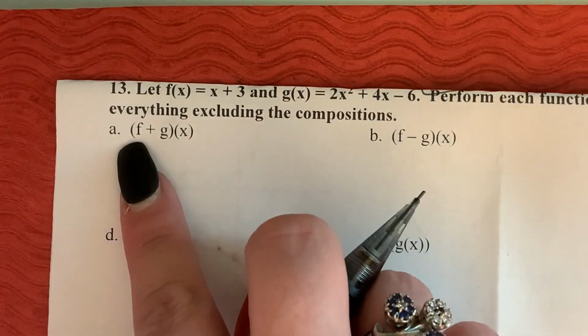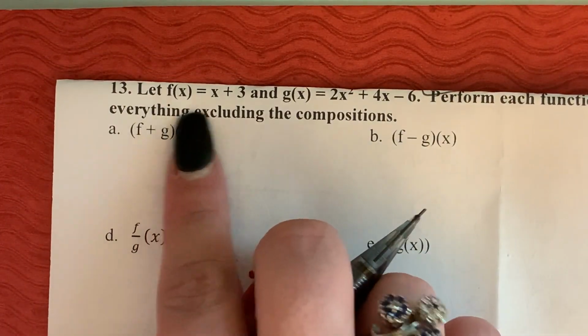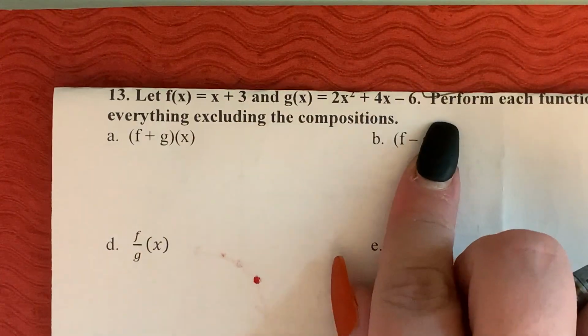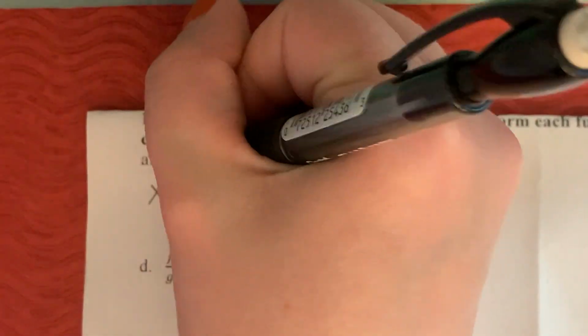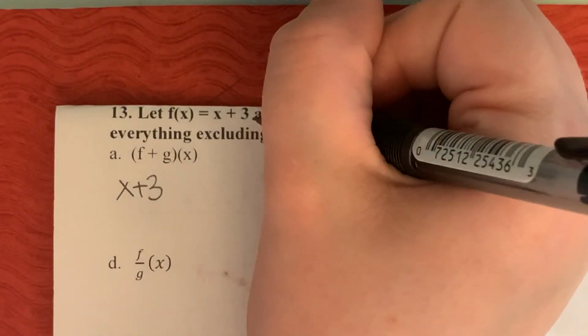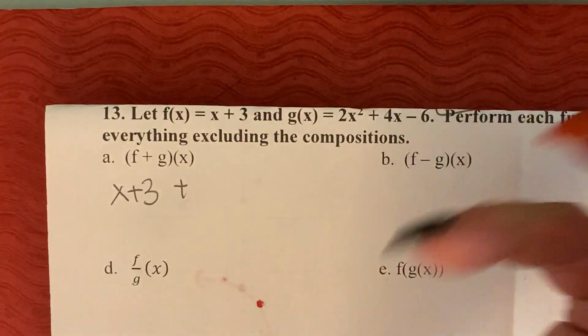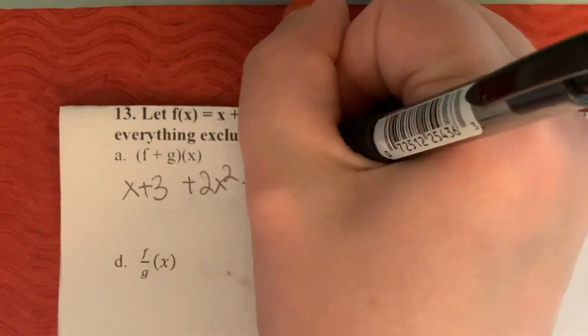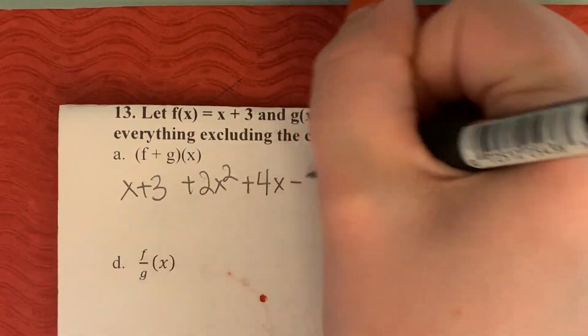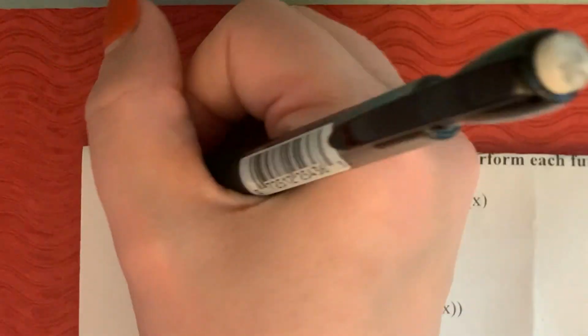So we're starting with the first one, f plus g of x. So we'll take f of x and we'll add to it g of x. So we'll do x plus 3, which is f of x, plus g of x, which is 2x squared, plus 4x, minus 6. That's what this is equal to.